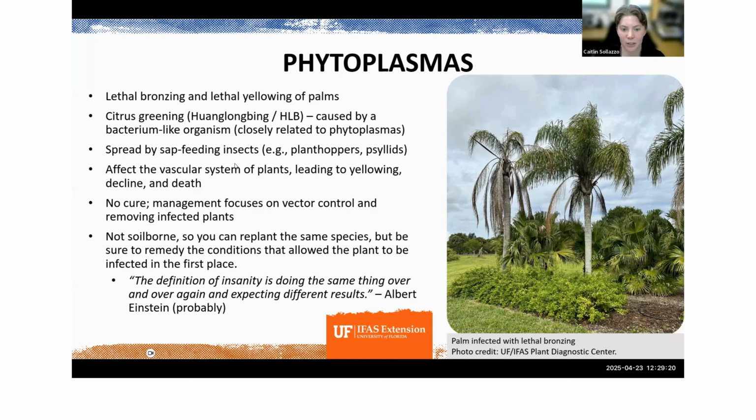These ones affect the vascular system, so they're systemic. You get it in one area, and soon it's going to be spread to the whole plant. And just like the cankers, these are not soil-borne. So as I was mentioning with Botryosphaeria and other things like that, if you have a palm that gets infected with lethal bronzing, you can remove the palm and you can plant another palm in there.